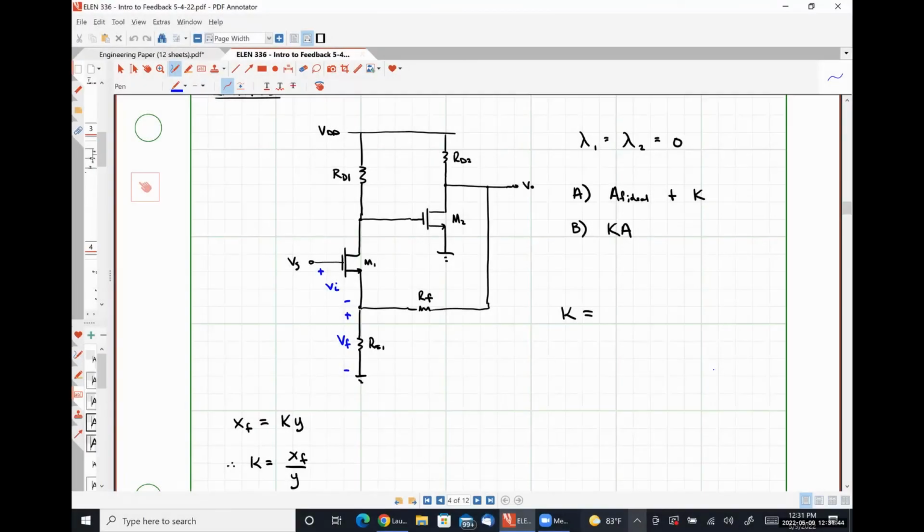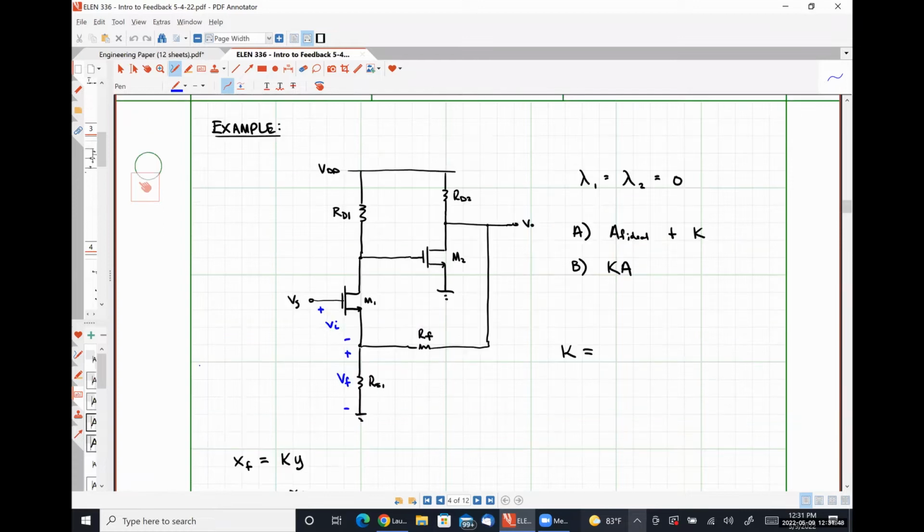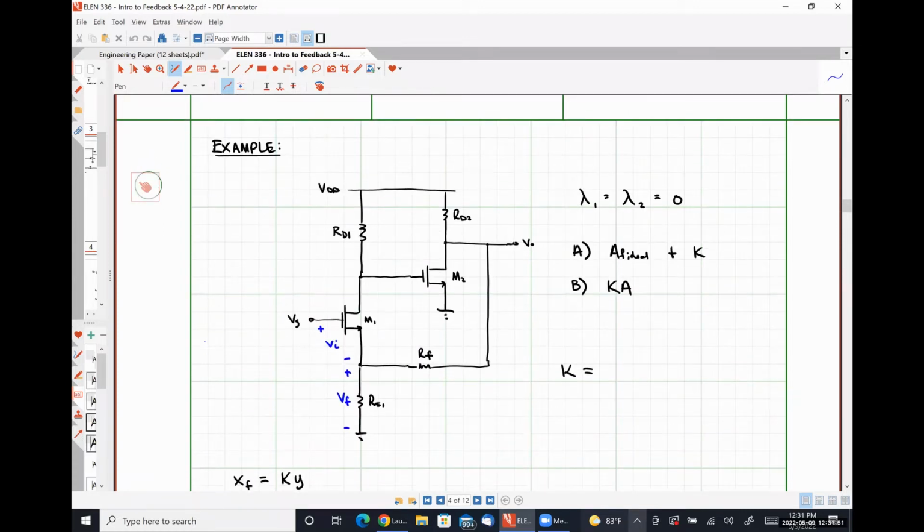All right, so where we had left off last Wednesday was on this problem where our goal is to determine A_F ideal and K, our feedback parameter. And then from that, we are hoping to be able to determine KA, or our loop gain for our system, okay? So I identified my input signal VI and my feedback signal VF here.